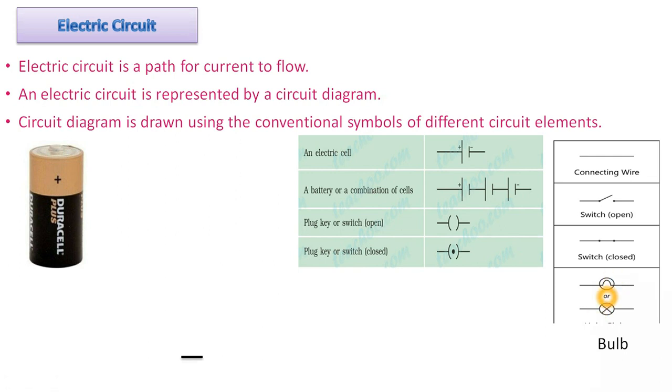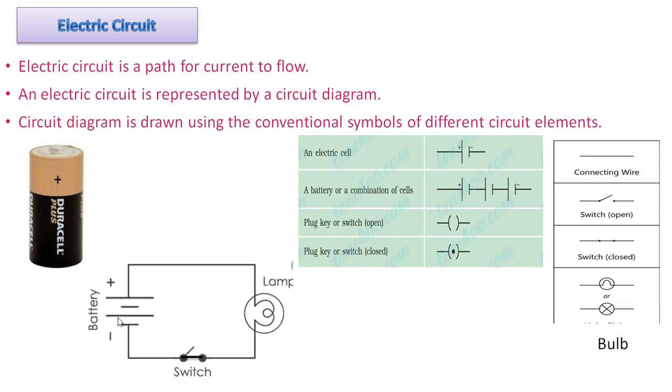These are some of the common things which we will be using as of now. As you go to your higher classes, you will get to know about other circuit elements also, like resistances, capacitors, voltmeter, ammeter, etc. Right now we'll consider these simple symbols. Now let's try to draw a simple circuit using these symbols. Let's draw the same circuit where you have a bulb, a battery connected to the bulb, and a key. So how will you connect it?